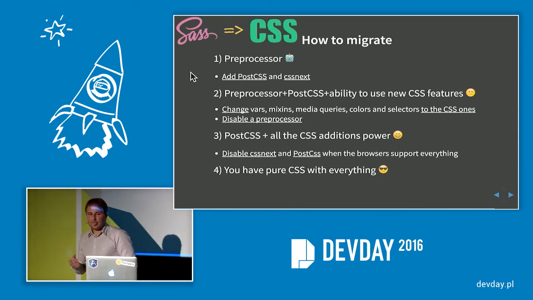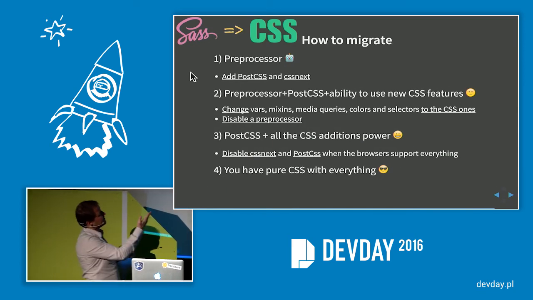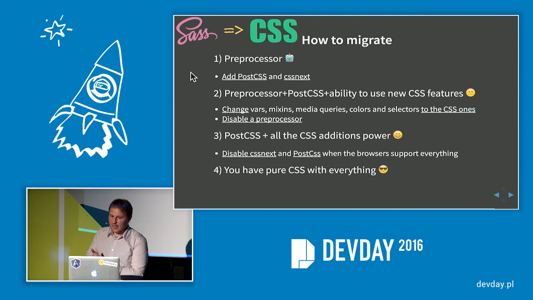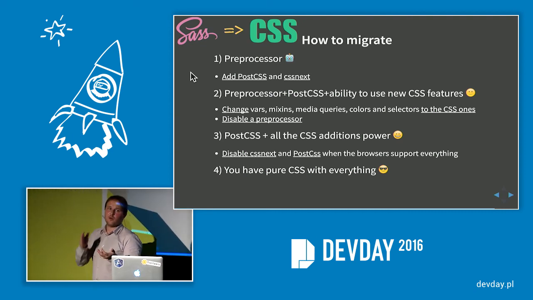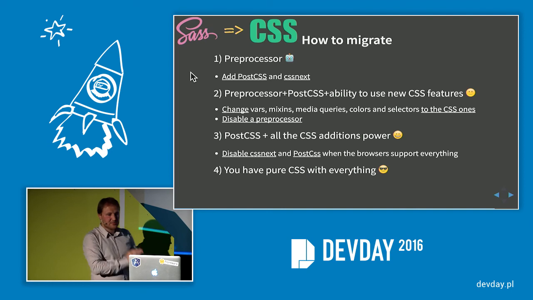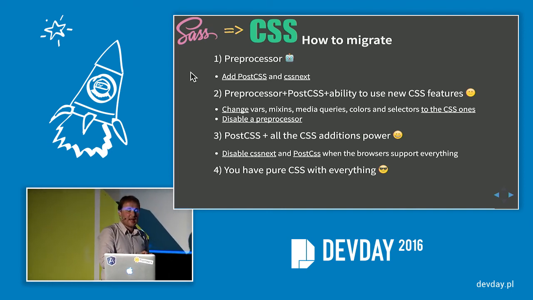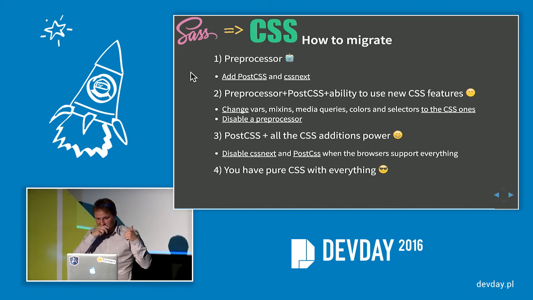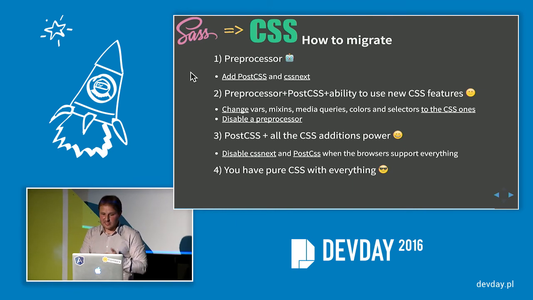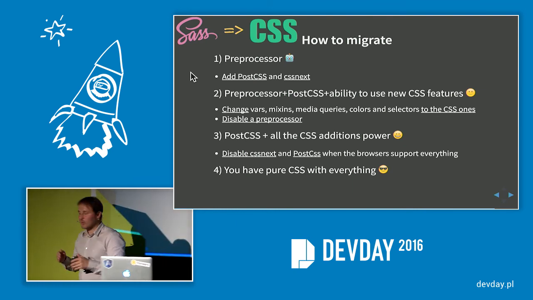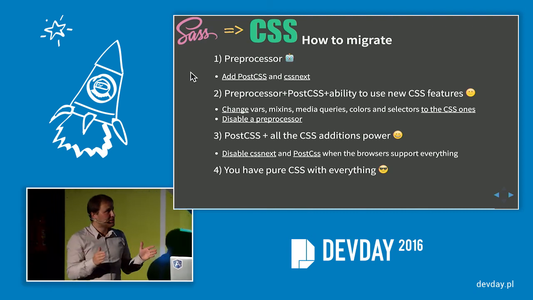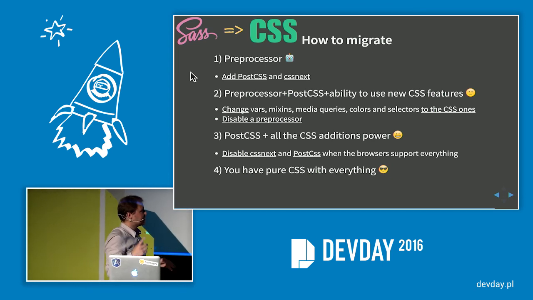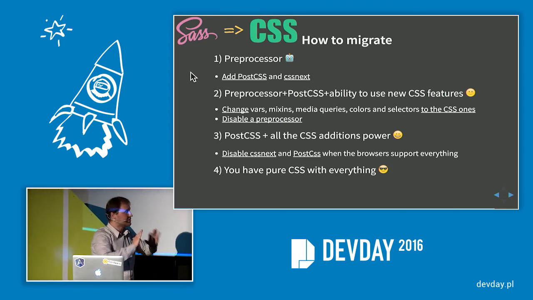So how to migrate? If you have a preprocessor, just add this PostCSS and CSS Next plugin. After that, you have the ability to use all these features. If you want to go further, just change all these variables, mixins, media queries, everything to CSS ones, and then disable the preprocessor. After that, you have only PostCSS and all these CSS features. If you disable even PostCSS or CSS Next, of course, you want to wait until it's supported in browsers. As soon as it's supported in browsers, you just remove this. You just learned the standardized syntax once, and it works without compilation, without anything.